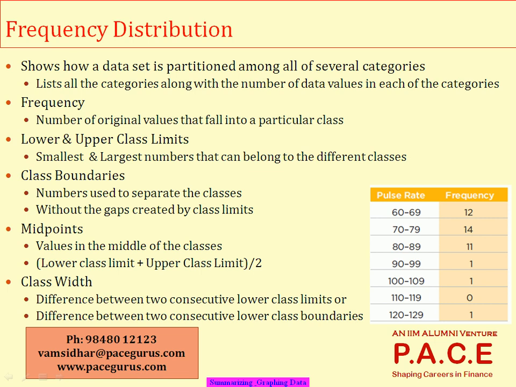Only there is one odd case somewhere between 120 to 129, and hardly two people between 90 to 109, and there is no person between 110 and 119. So this will give us a broad level overview on what is the typical pulse rates among the people.